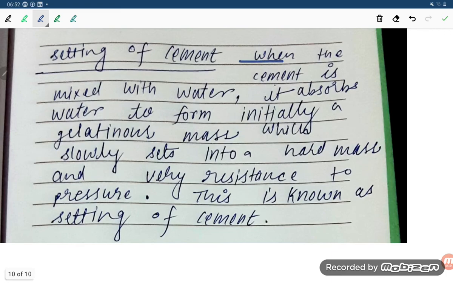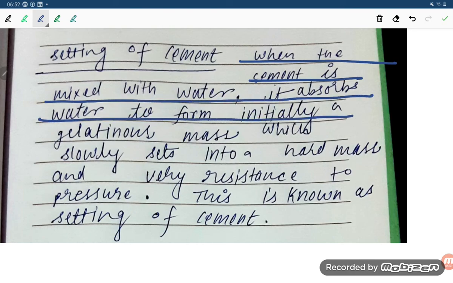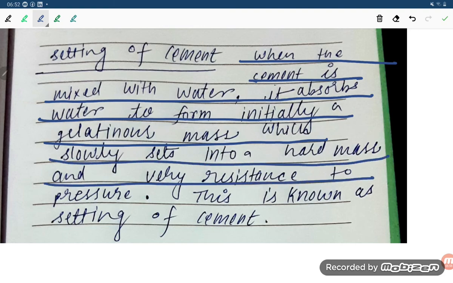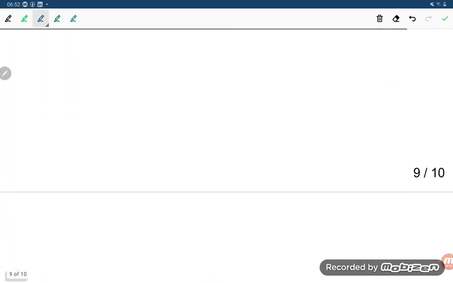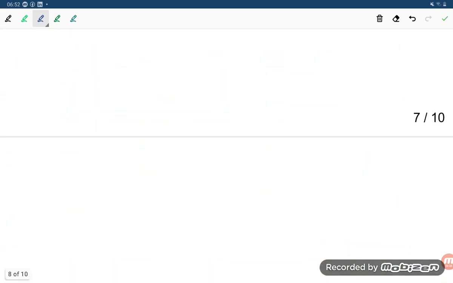Next one is the setting of cement. When the cement is mixed with water, it absorbs water to form an initially gelatinous mass, which slowly sets into a hard mass very resistant to pressure. This is known as setting of cement. So this is all about cement and gypsum, students.